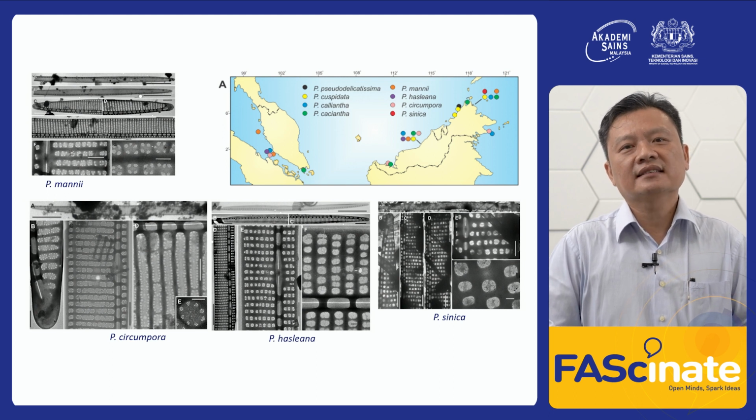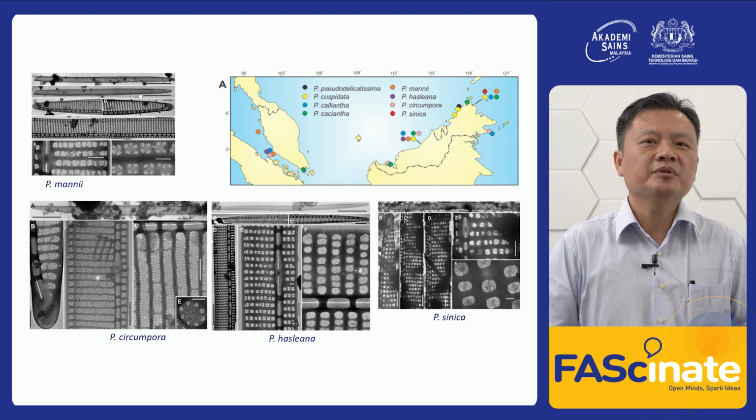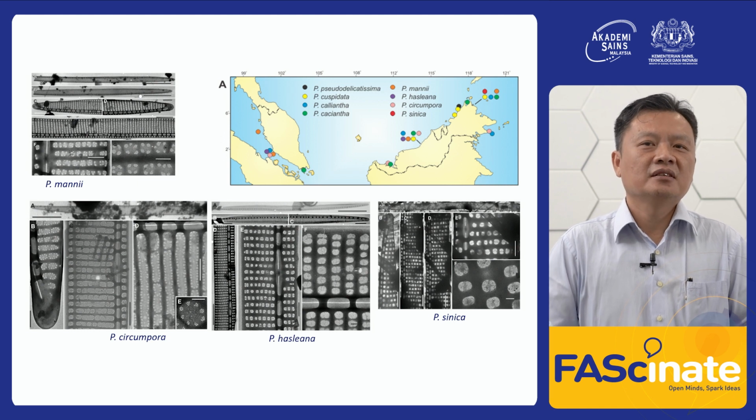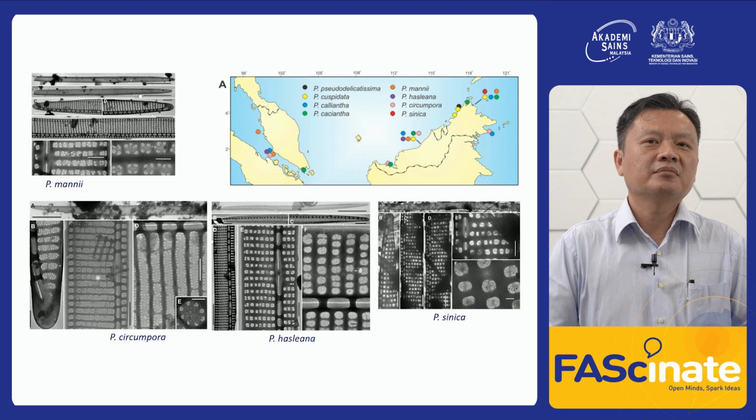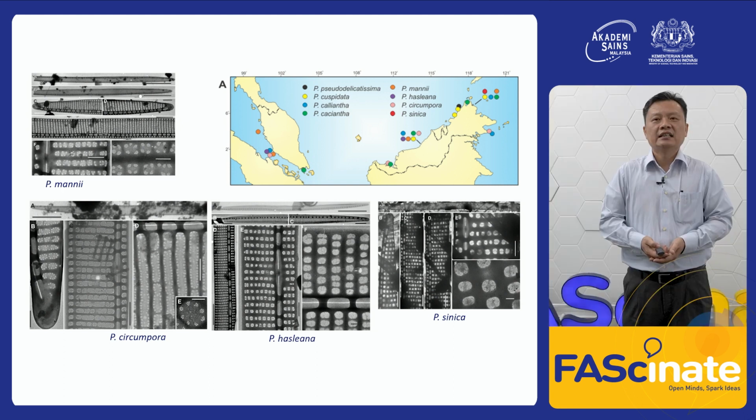Over the last 10 years, we have confirmed at least 30 species of Pseudo-nitzschia, with descriptions of 9 novel species and new species from different parts of the country. And we can clearly see here, this is not a localized problem, and toxic diatoms are widely distributed in our waters.